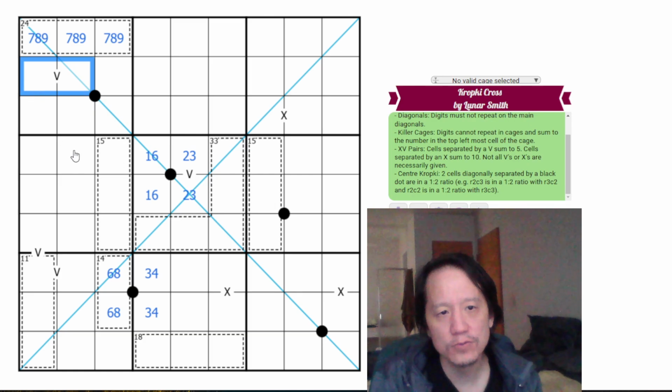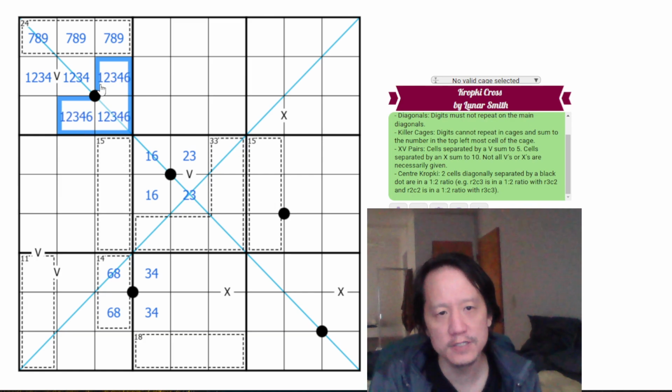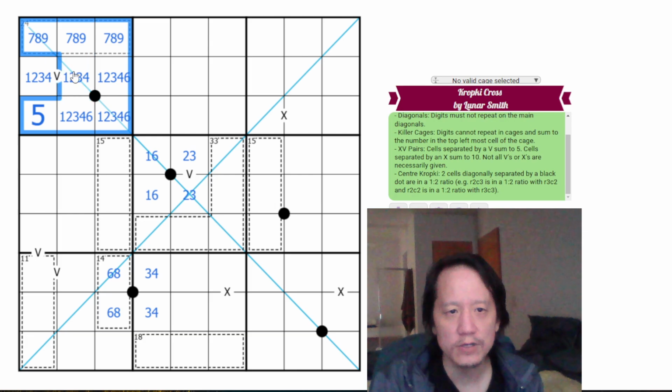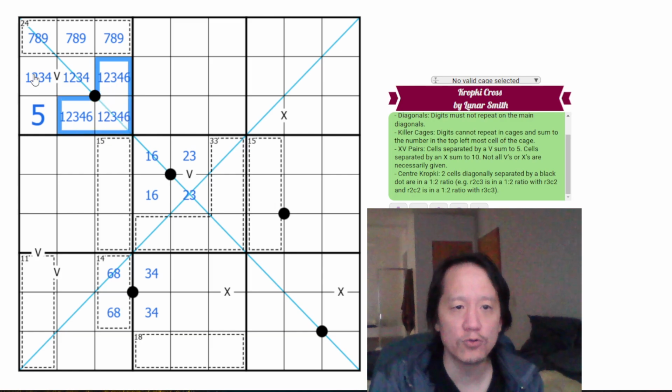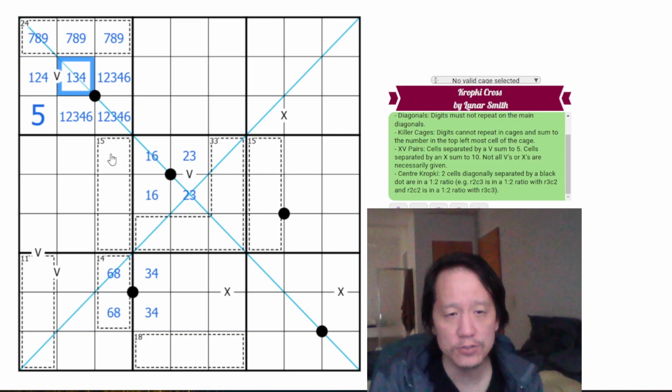This adds up to 5, so this is 1, 2, 3, 4. This can only be 1, 2, 3, 4, 6, and 8, but there's no 8, so it's 1, 2, 3, 4, 6 around this Kropki, center Kropki dot. So where is the 5? The 5 has to be here, because there's no other place for 5 in box 1. So 6 has to be around the Kropki dot, which means 3 also has to be in the corresponding Kropki dot. So this cannot be 3, and therefore this can't be 2.